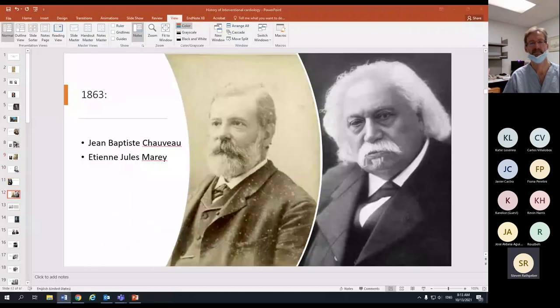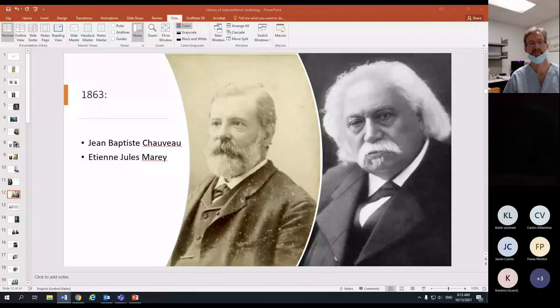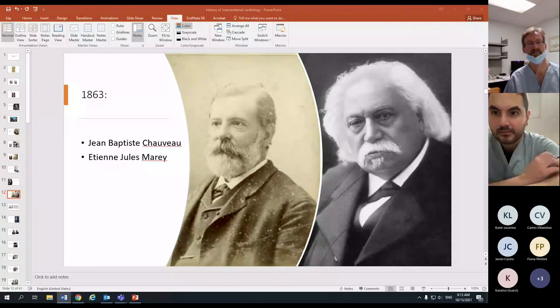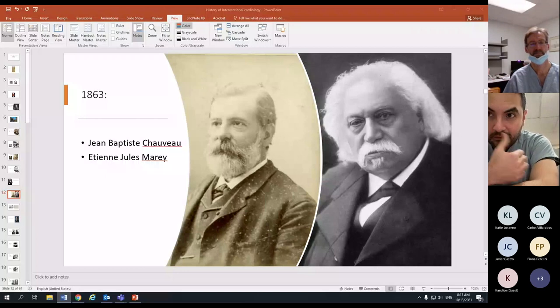So the importance of documenting and measuring intracardiac pressures was taken to the next level by a veterinarian, Jean-Baptiste Chauveau, and a physician, Etienne-Jules Marey, who invented what was called a cardiograph. And this was an instrument designed to record intracardiac pressures.